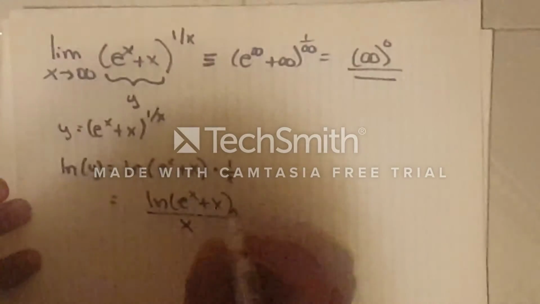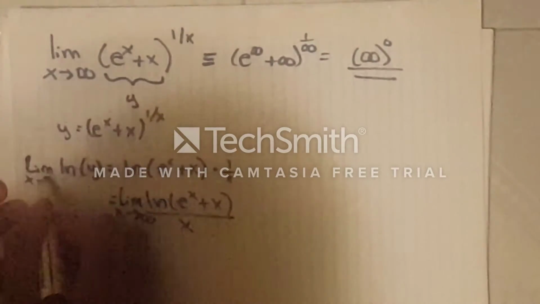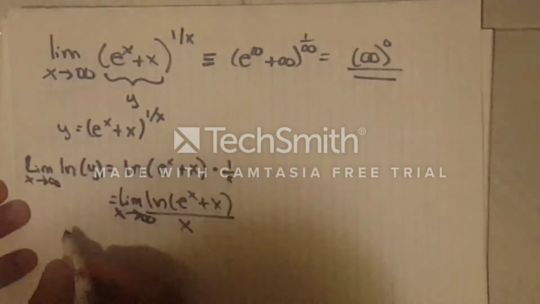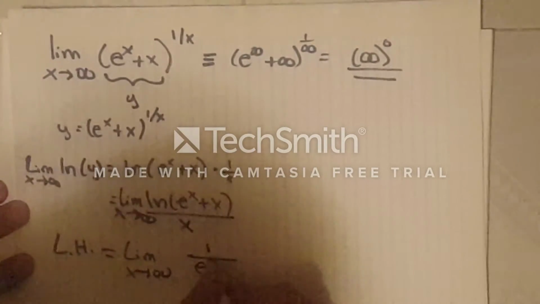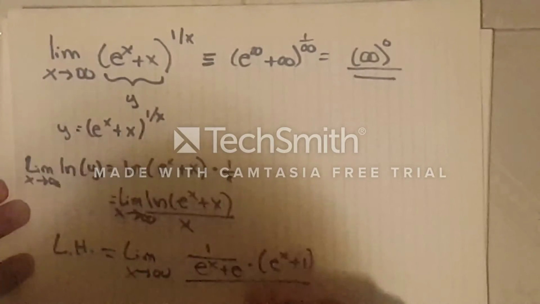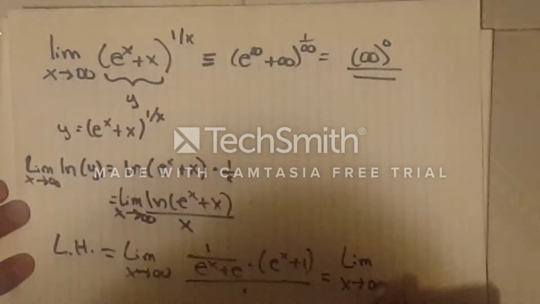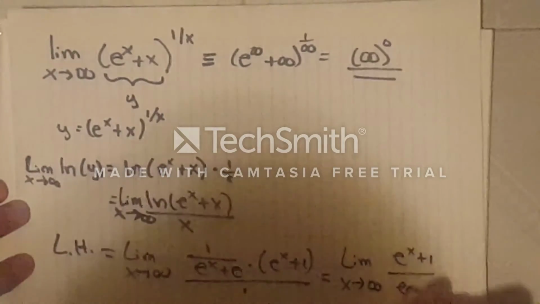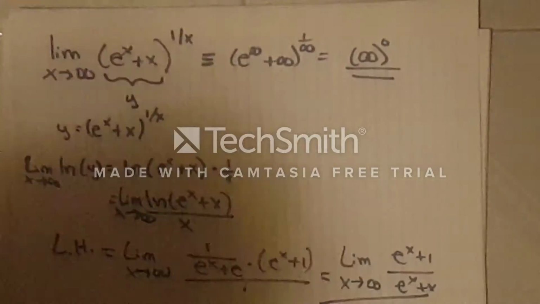It's natural logarithm of (e to the x plus x) all over x. And now you can see we can apply the logarithm rule with the limit when x approaches infinity. That's important. So we apply L'Hopital's. It's the limit when x approaches infinity of 1 over (e to the x plus x) times (e to the x plus 1), all over 1. And this is the first derivative of the first function I wrote. Now if we simplify this, it is (e to the x plus 1) over (e to the x plus x), when the limit of x approaches infinity.